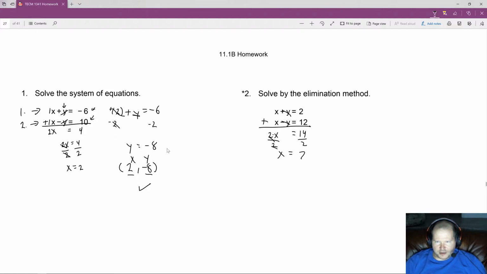Now at this point, you go back and you plug 7 into one of the equations. 7 plus y is equal to 2. Minus 7, cancel, cancel. y is equal to negative 5. So in this case, our ordered pair would be 7 and negative 5.